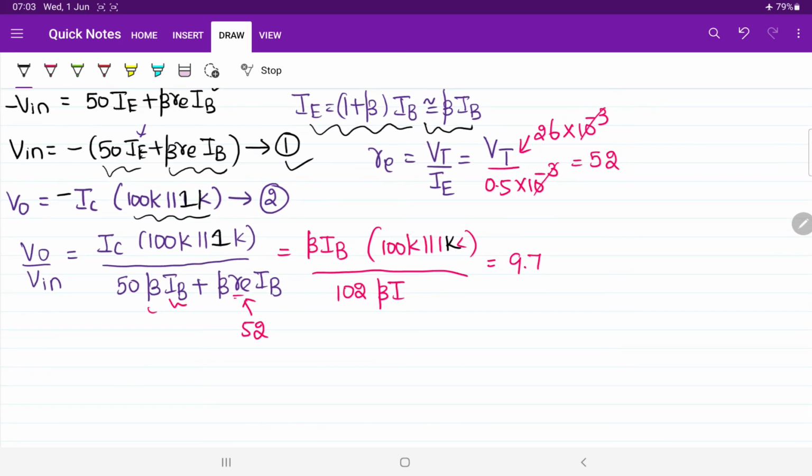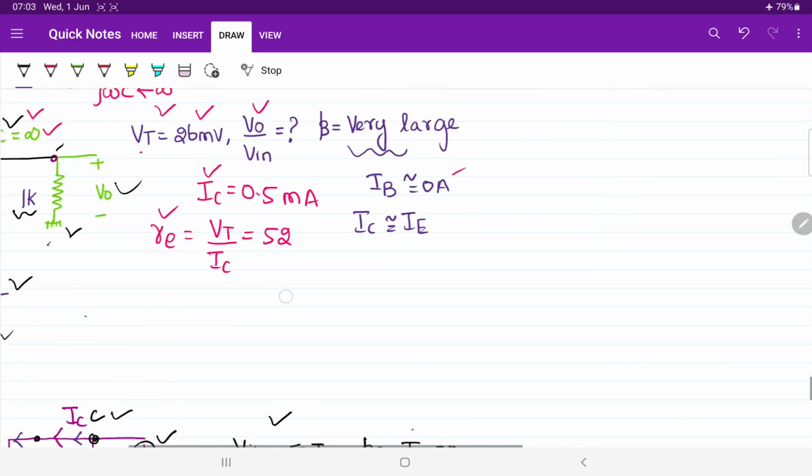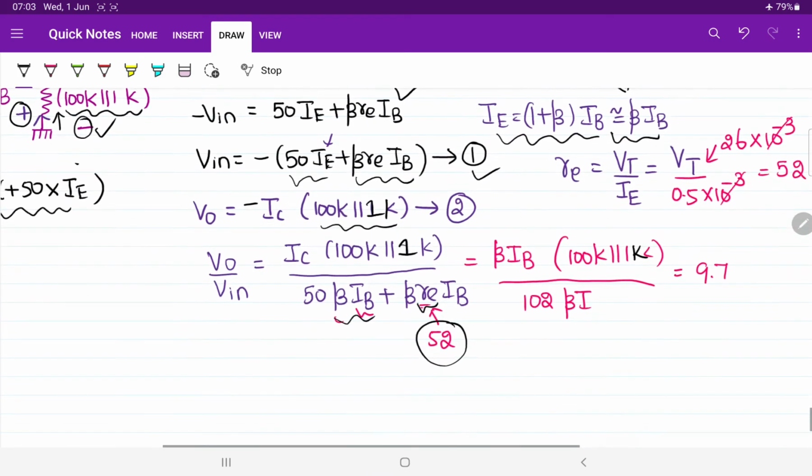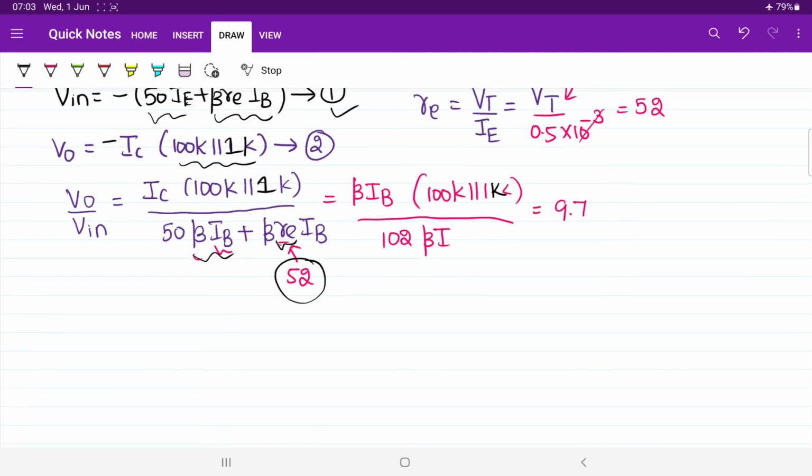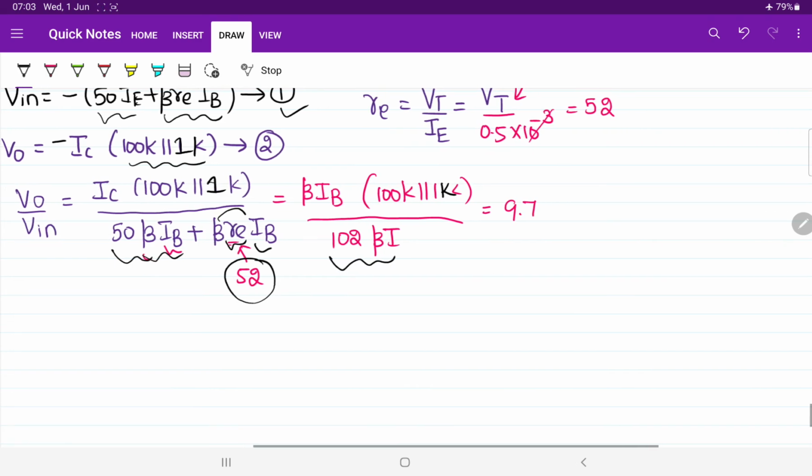Now I have replaced IE by beta times IB. Similarly, we already know the value of RE. The RE value is 52, we have explored this. Do you remember? I did it right at the start. So you can substitute the value of RE here. Beta times IB into RE, where RE is 52. 52 times beta into IB, plus 50 times beta into IB, overall becomes 102 times beta into IB. So beta into IB will get cancelled finally.